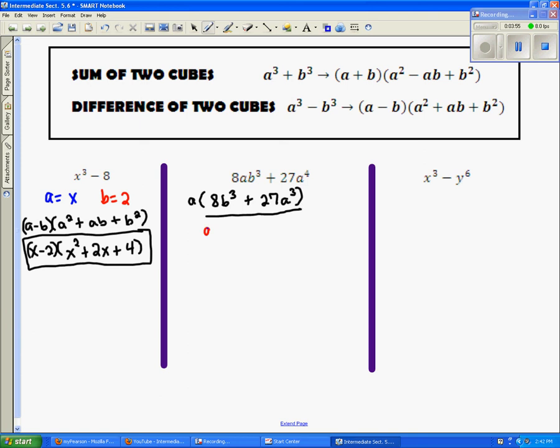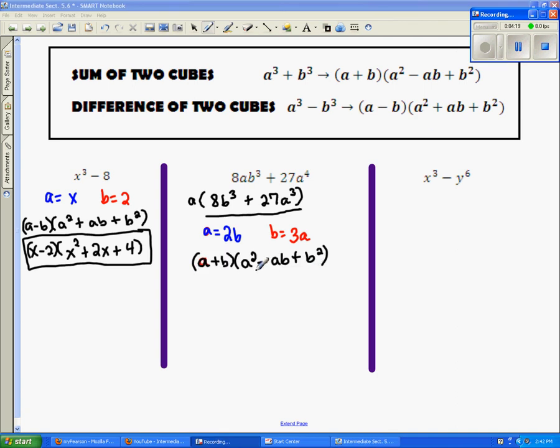My a is going to be what cubed gives me 8? Well, 2 cubed gives me 8, and I need a b. My b is going to be 3 cubed gives me 27, and I also have an a. Since it's addition, I'm going to use my sum of perfect cubes formula, and I'm going to stop right now and write this down. Now I wrote my formula down, and I'm only working with this portion right here. My a is going to be 2b plus, now my b is 3a.